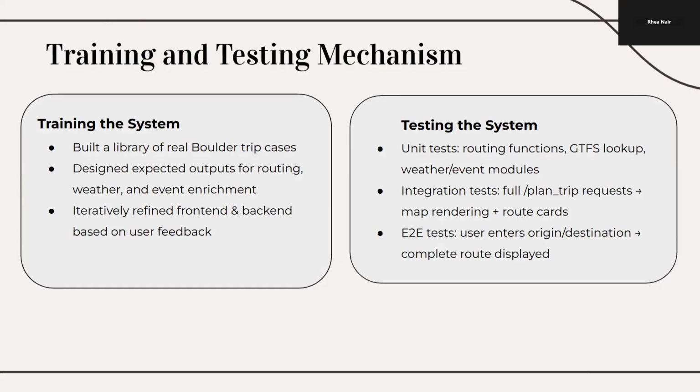At the unit level, we tested routing functions, GTFS lookups, and the weather and event modules individually. At the integration level, we tested the full plan trip request and checked that the map rendered correctly and the route cards matched the backend response. And at the end-to-end level, we tested the complete flow. The user enters origin and destination and a full route with alerts appears on the screen.